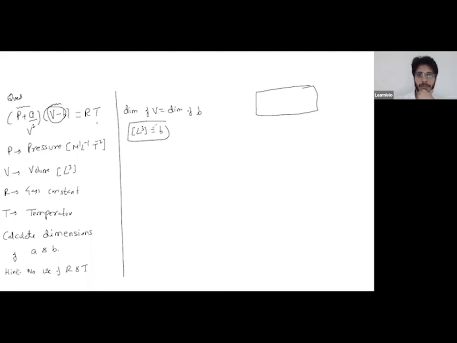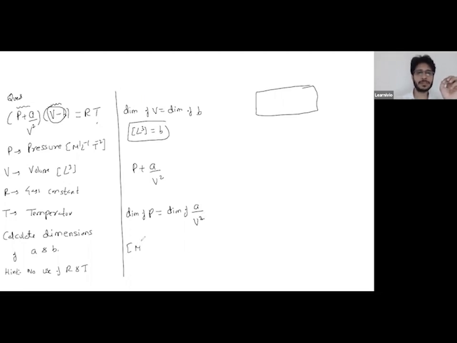Almost all are having the correct answer for B, but many mistakes in A. Say P plus A by V square. That means P and A by V square should have the same dimensions. Dimensions of P equal to dimension of A by V square.